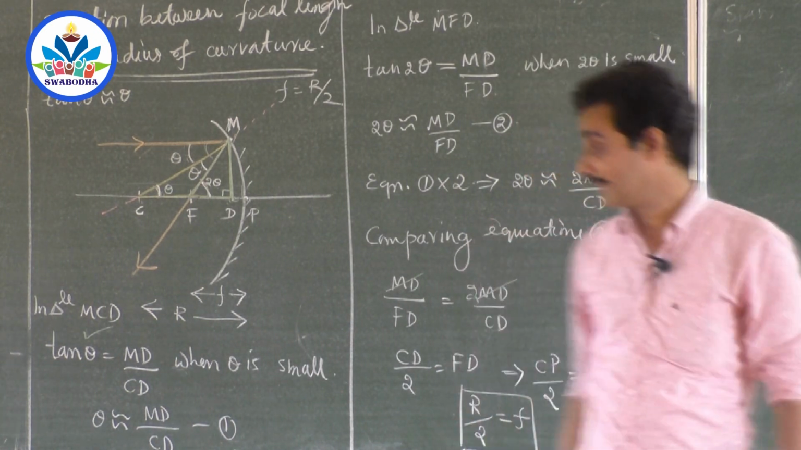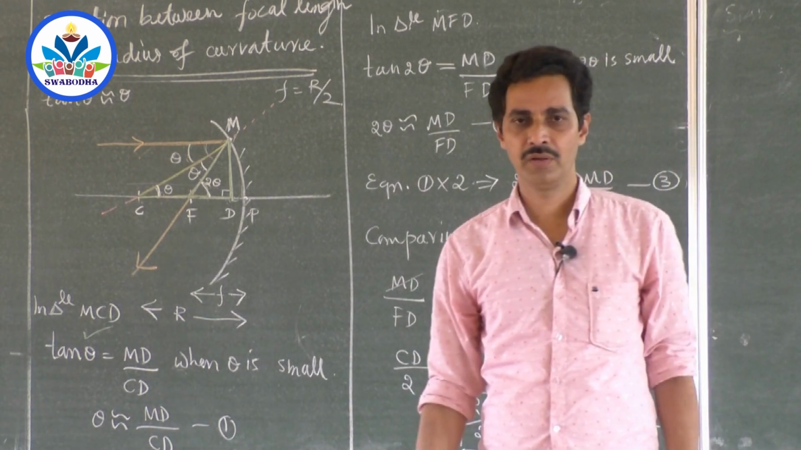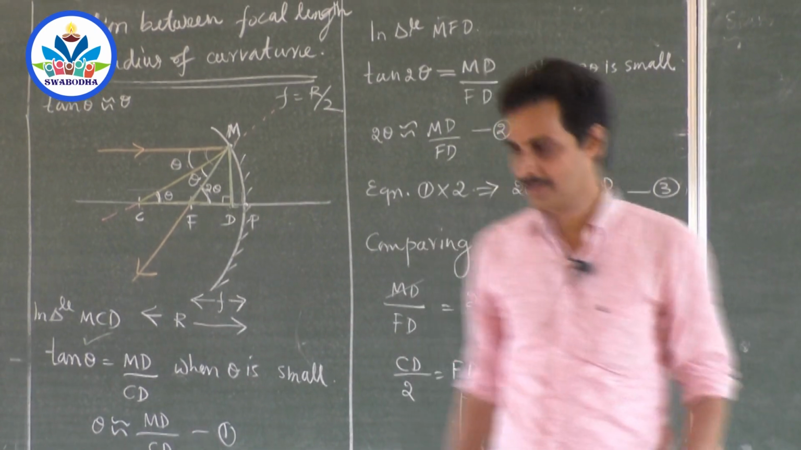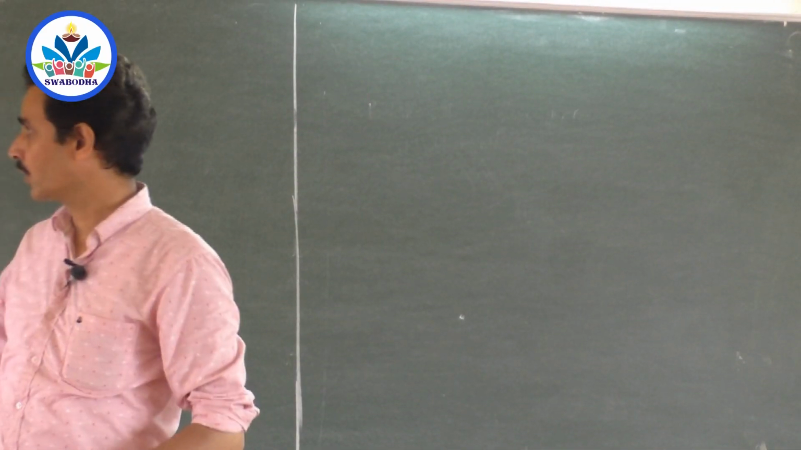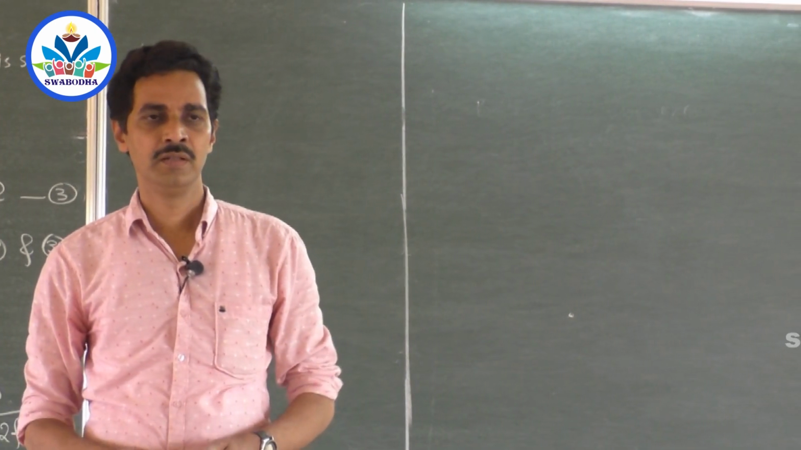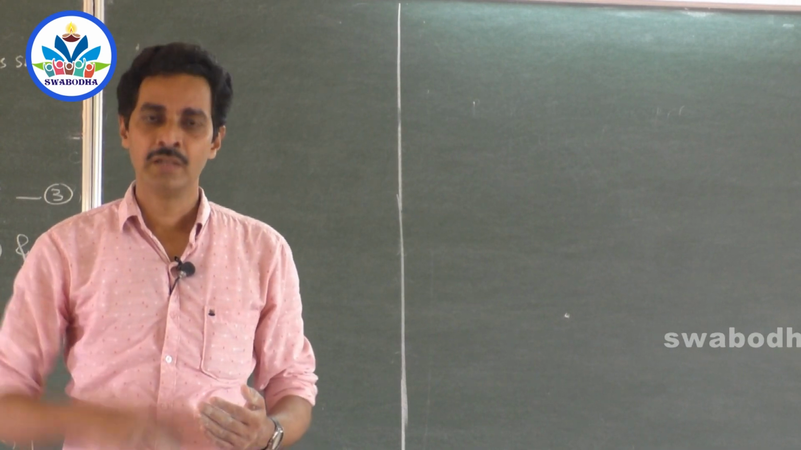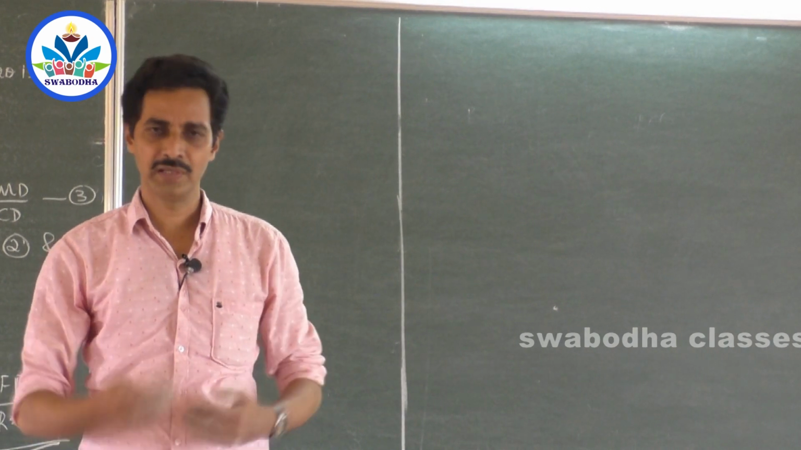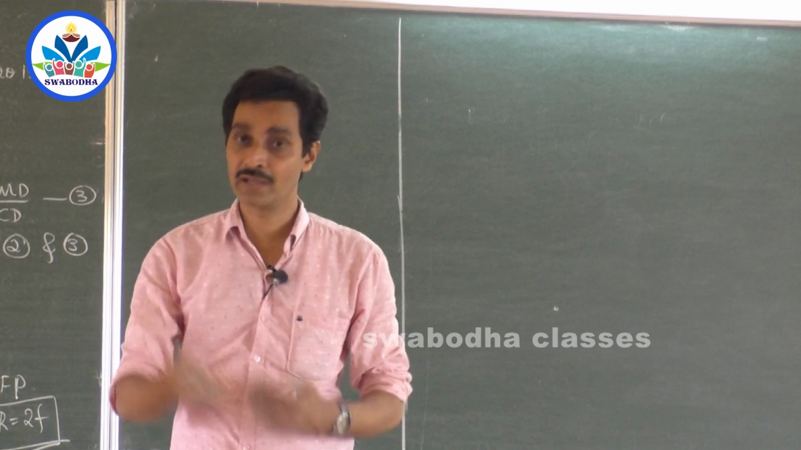But remember, this can be applied only for mirrors, not for lenses. Of course, you are going to study lenses. This doesn't help for lenses. This is only for mirrors. Now usually this question will be like this: obtain the relation between focal length and radius of curvature of a mirror. It may be a concave mirror or a convex mirror, or they may particularly mention: obtain the relation between focal length and radius of curvature using a concave mirror.